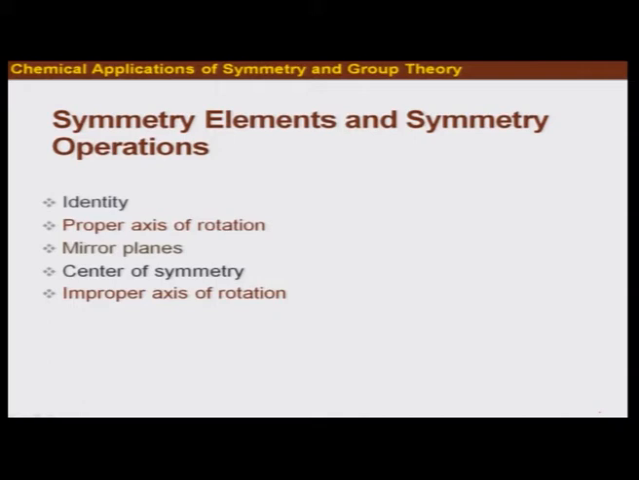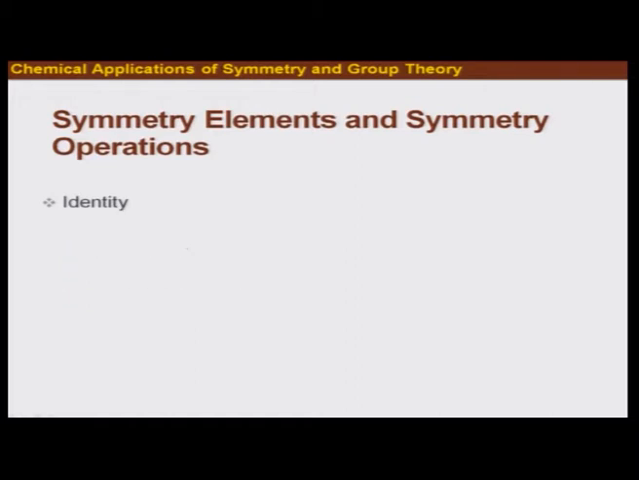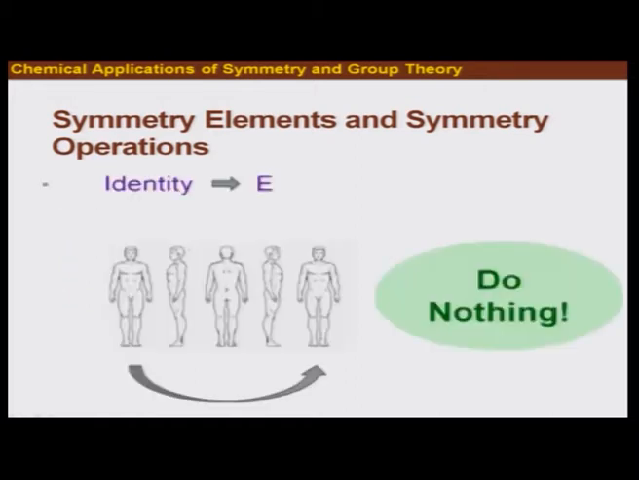So as you can see on the screen, you can have an element called identity, another element called proper axis of rotation, and you can have mirror planes, you can have center of symmetry, and you can have improper axis of rotation. So now let's look at one by one what is what.